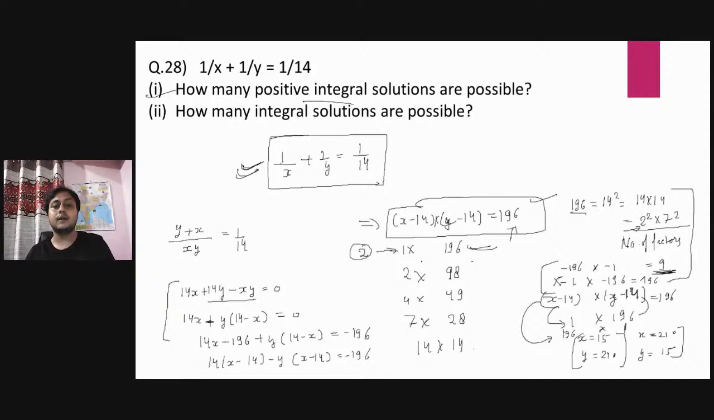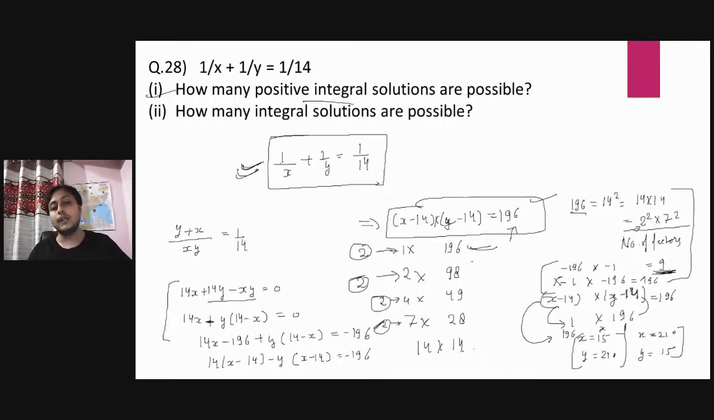हमें दो solution मिलेंगे according to 1 into 196. एक होगा 1 into 196 and 196 into 1. We'll get two solutions. When you choose this one, 2 into 98, again two solutions. Basically two positive integral solutions. When you choose this one, you'll get two positive integral solutions for this one too.